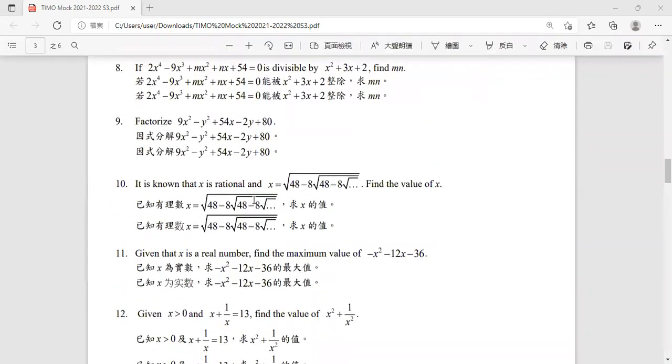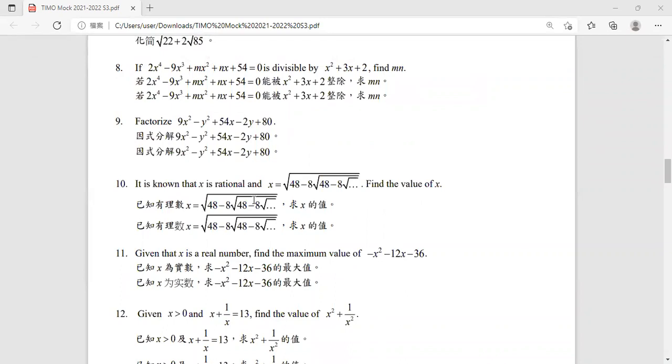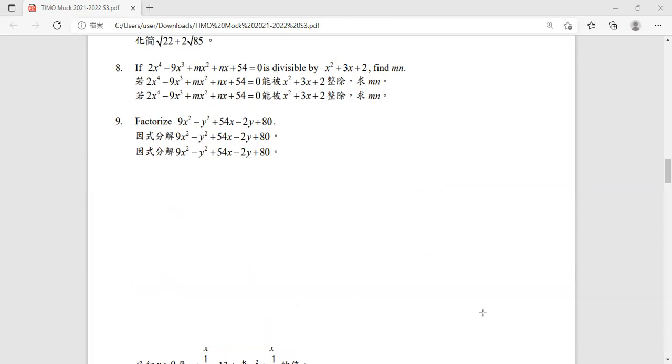Okay. Now question 9. Factorize this one. This can be done by 2 methods, but I think I will use one method only, because the other method is very clumsy. You can treat it like this: 9x squared plus 54x plus, now I stop here first. You can find the first 2 numbers is a multiple of 9. So I put this as 81, and then minus bracket y squared plus 2y plus 1.